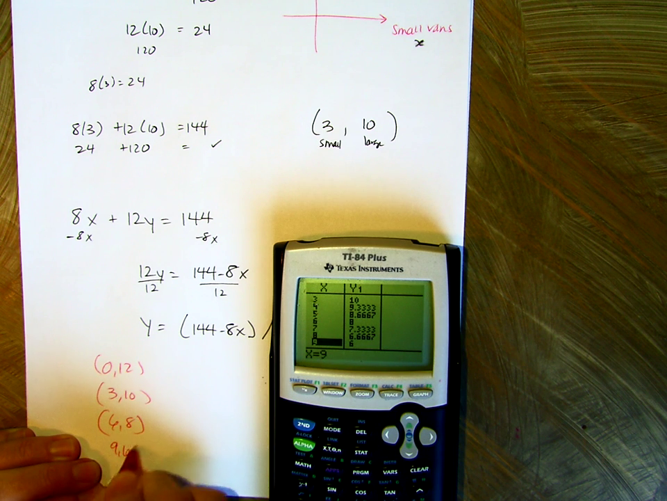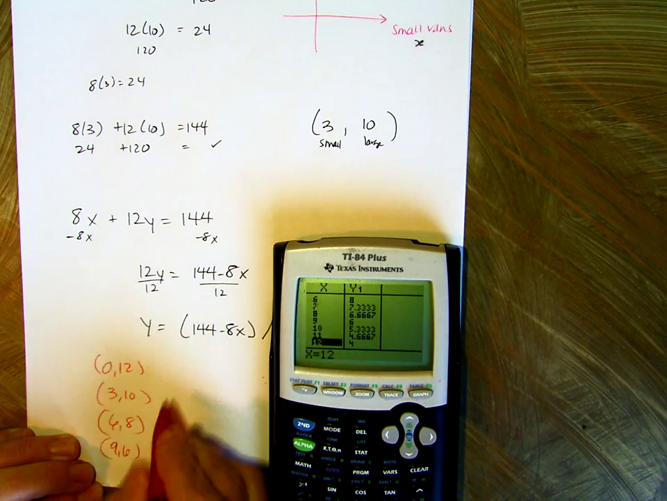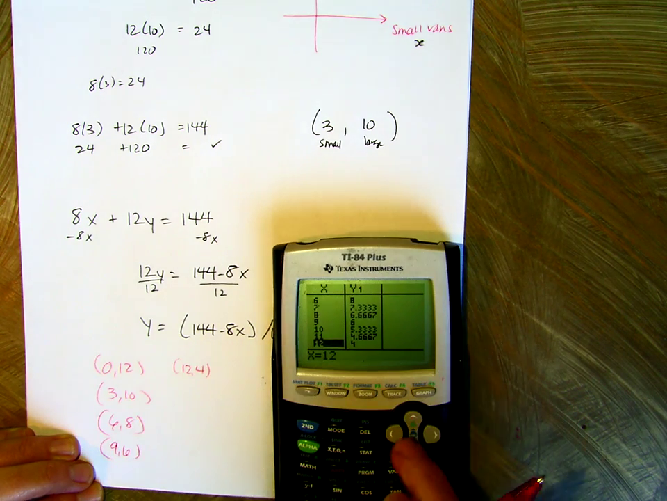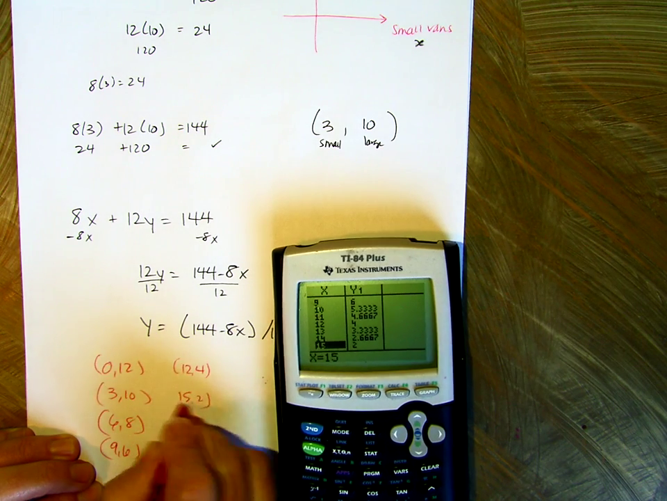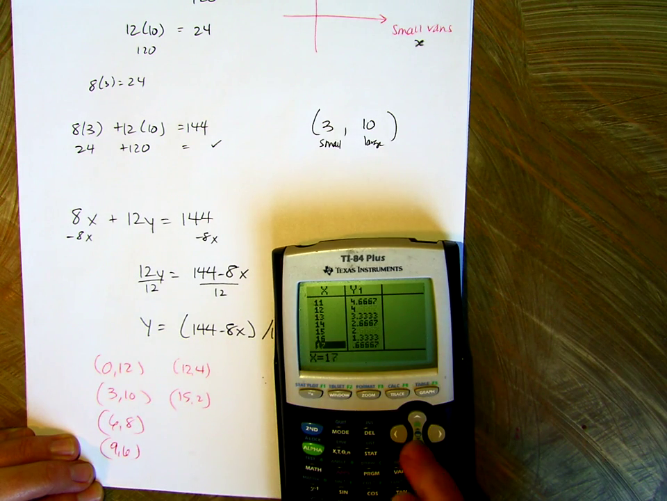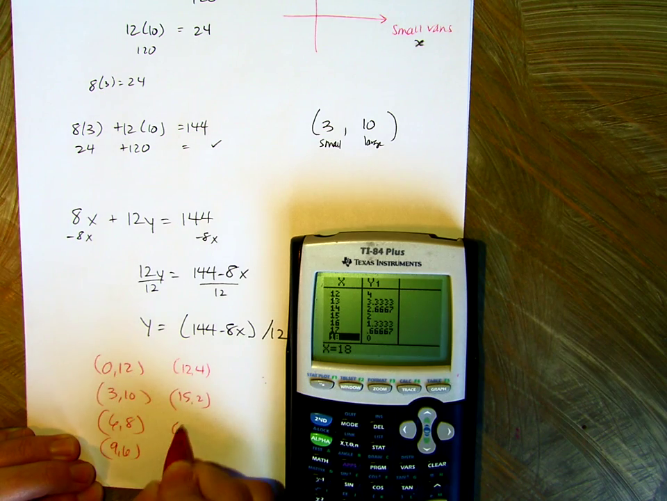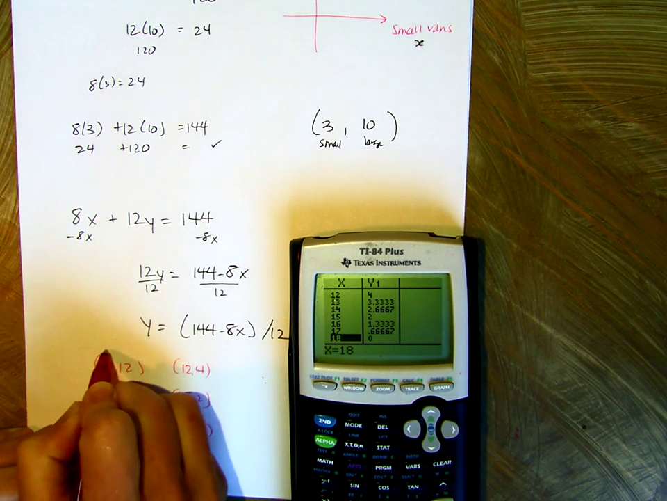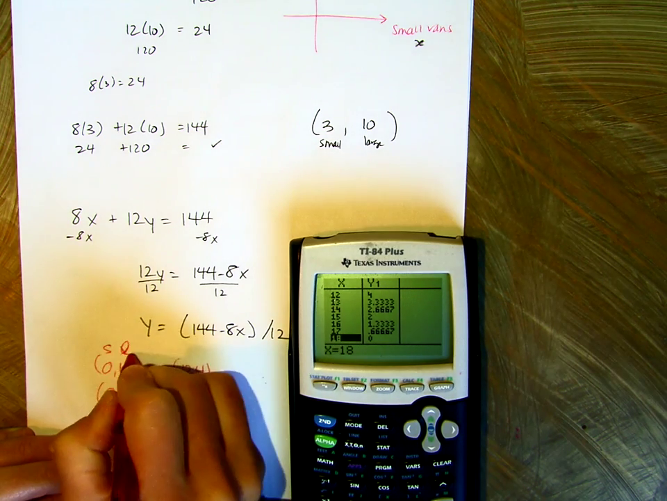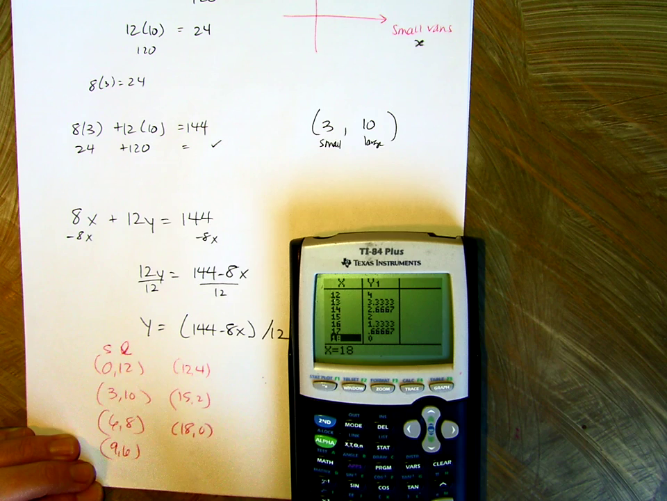9, 6. 9 small, 6 large. And then 12, 4. I mean, look at this. This is just so slick. You can come up with all the combinations. 15, 2. And probably our next one is going to be that 18, 0 that we got. So there's all the combinations of small and large vans.